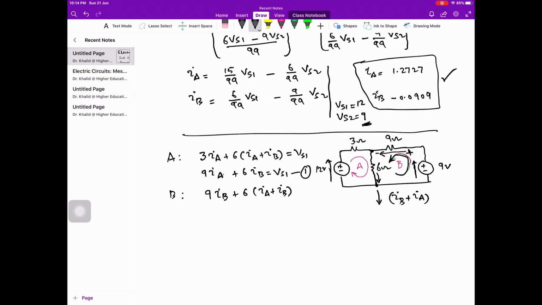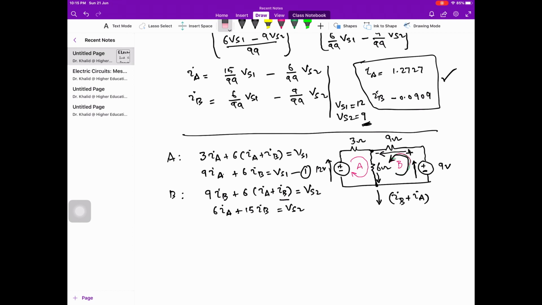I see that the first sign of the 9 volt source is negative, so it is a voltage rise. So it will appear on the right hand side, and I will write it as the exact value or VS2 as well. Combining coefficients, it is 6IA. Now the coefficient of IB is 9 and 6, so it is 15IB. The right hand side is equal to VS2.